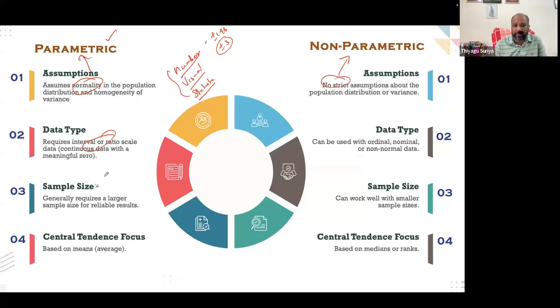And the other one is sample size. With a large sample size, you can go with parametric. With a small sample size, it goes with non-parametric. And central tendency, as already mentioned: if you're focusing on the mean, you can go with parametric. If you're focused on the median for the further analysis, go with non-parametric. So this is the basic understanding about parametric and non-parametric. These four conditions alone decide parametric and non-parametric.